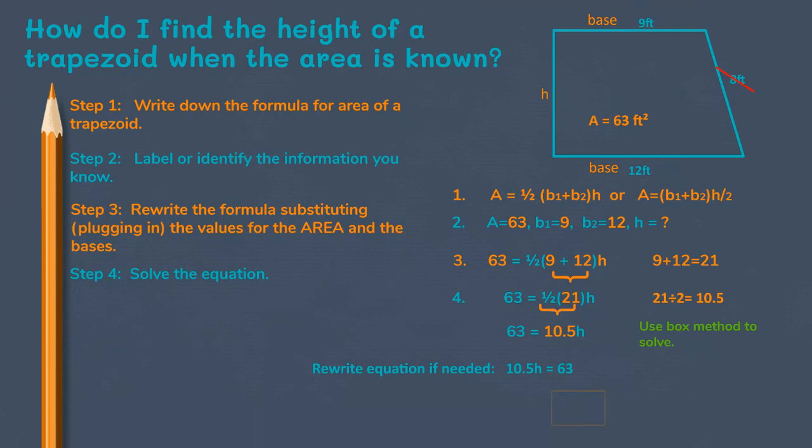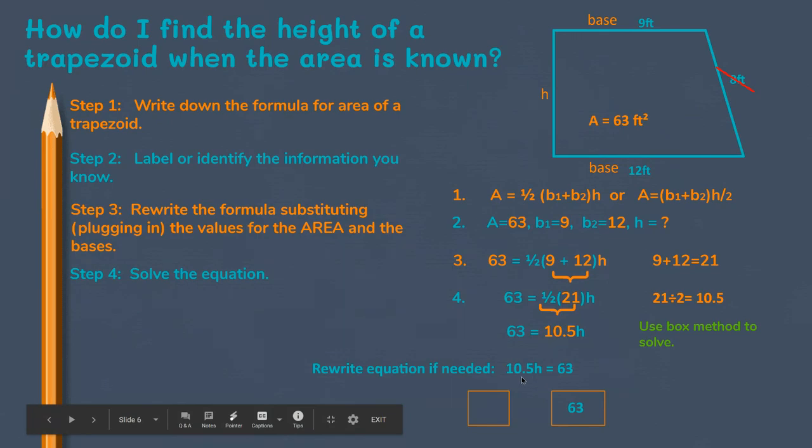So we know we're going to have 2 boxes. We'll draw our 2 boxes and our 63, because it's all by itself, on one side of the equal sign will go in our first box. Now we're going to look in the left side of that equation where it says 10.5 times H. So I need to think, what is the opposite of multiplying? So what is the inverse operation? And that's going to be dividing.